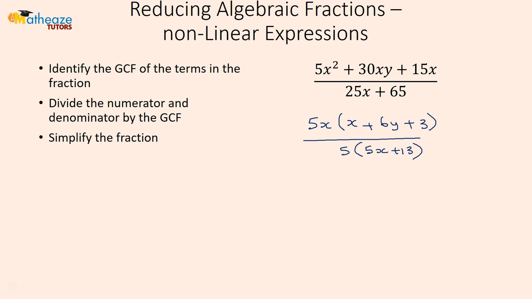So 5x divided by 5, that gives us x plus 6y plus 3 over 5x plus 13. Now, some may prefer that you distribute x into this expression. You can if that's what the question calls for, but just for this purpose of this demonstration, this is how you reduce algebraic fractions.